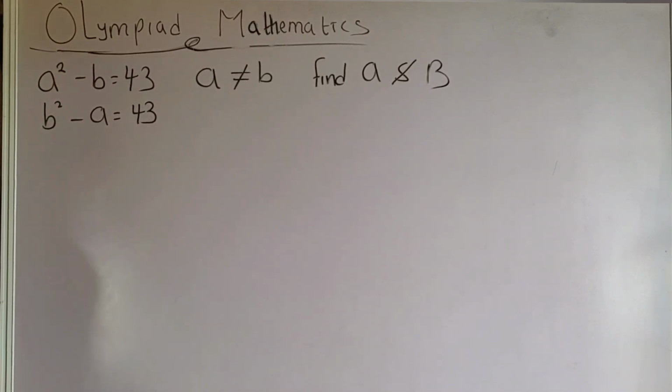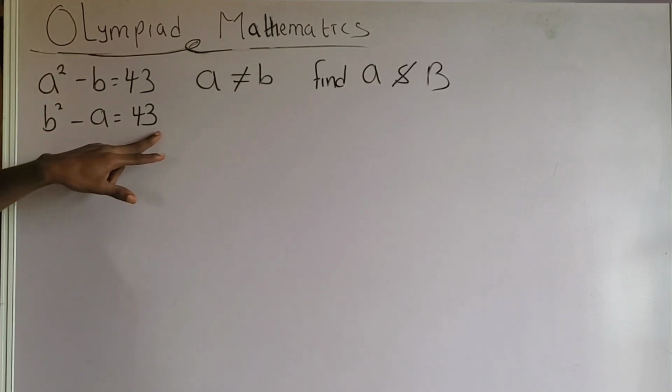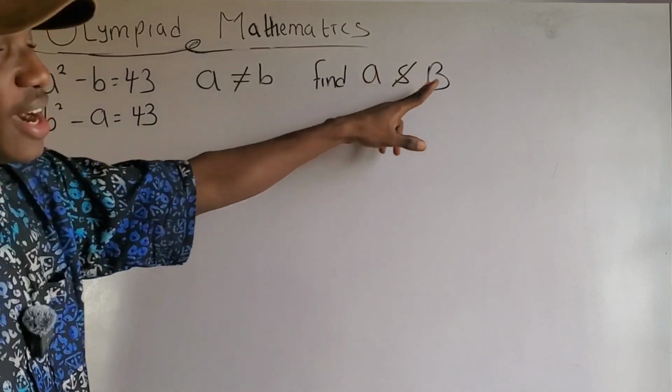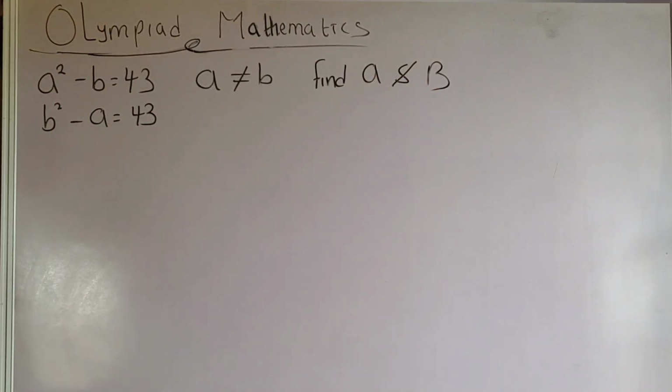Let's consider the question that we have on the board. If a squared minus b equals 43 and b squared minus a equals 43, where a is not equal to b, find the value of a and b. Okay, how can we find the value of a and b in this equation?